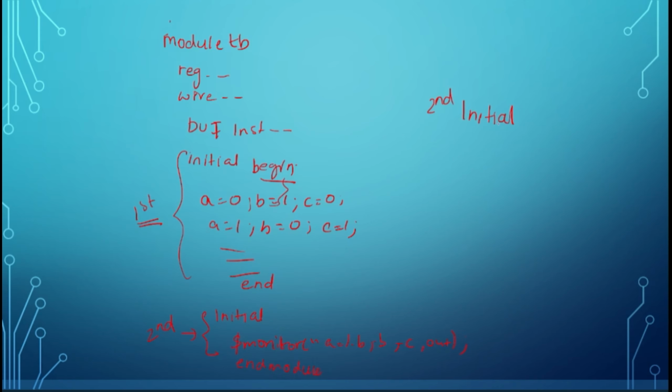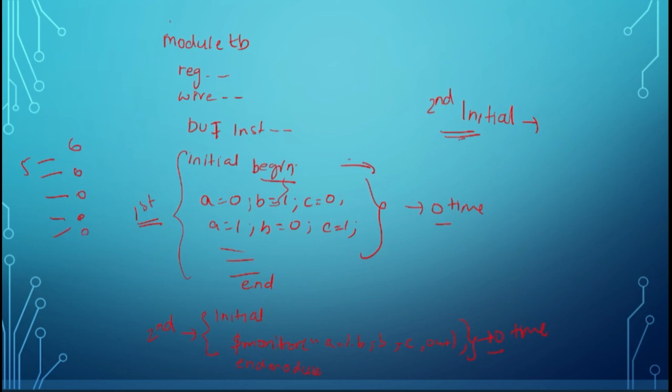Okay, and all these initial blocks will be running concurrently. That means all the initial blocks will be starting, as I already told you in the beginning. Initial block means it will be starting at 0 time unit. So this first initial block will be starting at 0 time unit, and then this also will be starting at 0 time unit. That means even if you are writing 5 initial blocks, all the 5 initial blocks will be starting at 0 time unit only. Got my point? This is what that means.